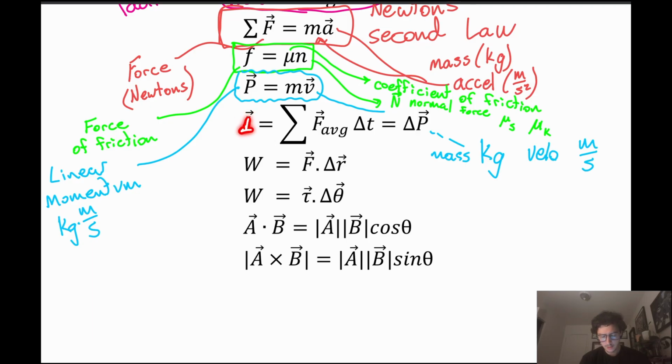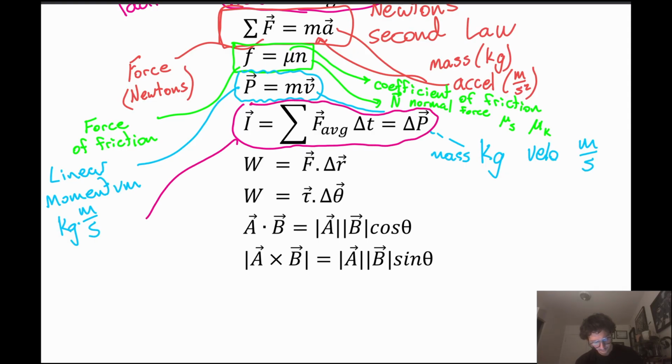There are two places where you see this capital I. This one specifically is impulse. So anytime you see the word impulse, this is the only equation that has impulse in it.